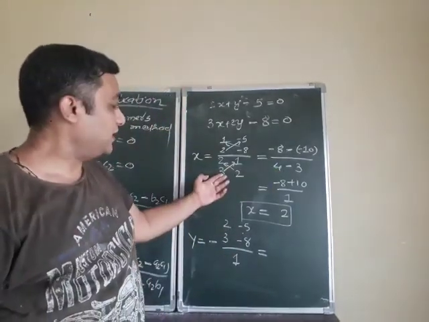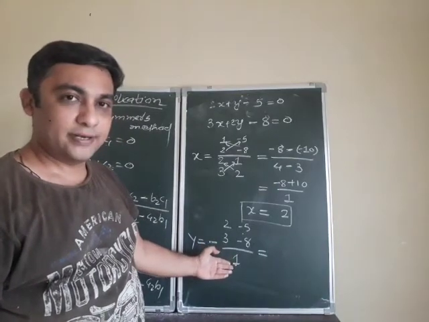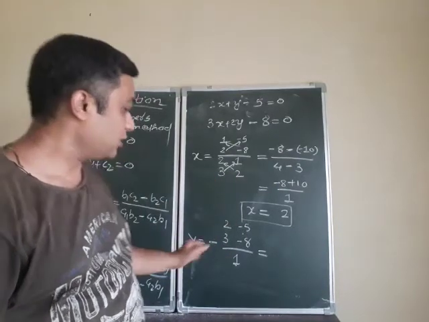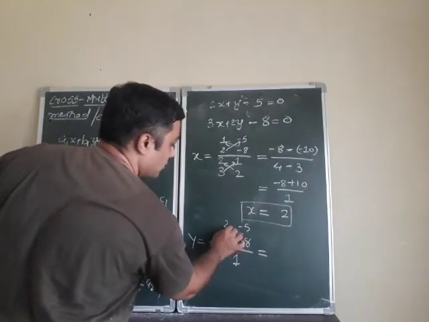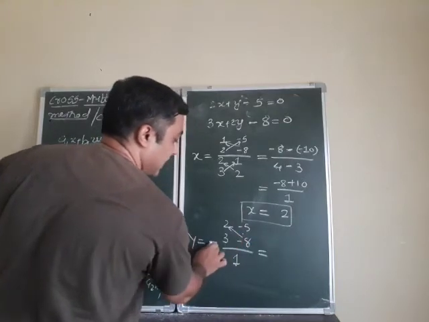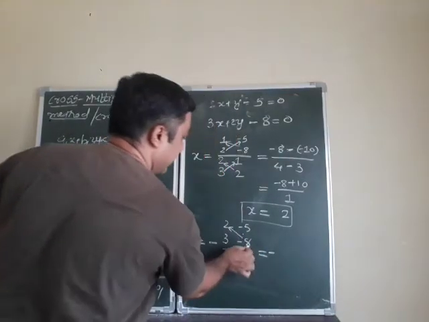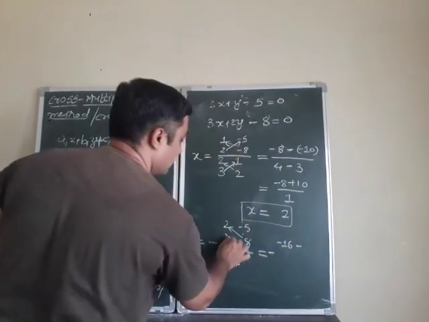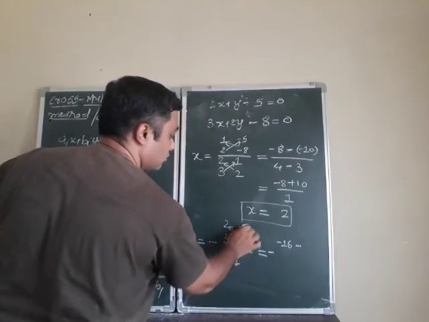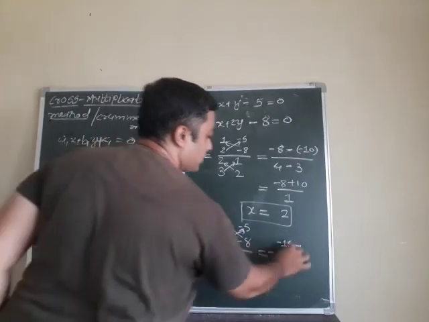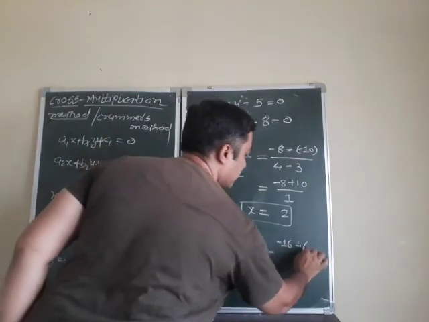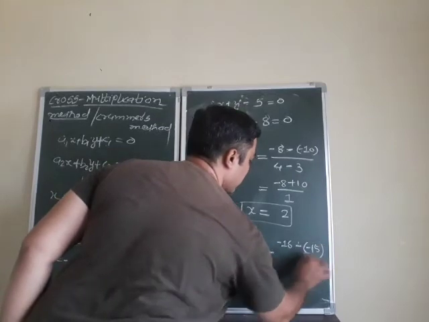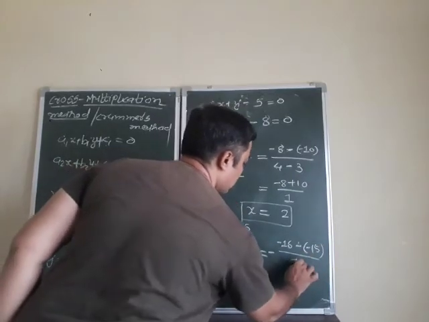Clear? Once you find x here, it is not necessary to find it again, you just substitute it. Now cross multiplication. Minus 8 into 2, this minus remains, so minus 16. Minus 3 into minus 5, 3 into minus 5 is minus 15. May I write directly? No, let me do one step. So minus 15, and this is 1.